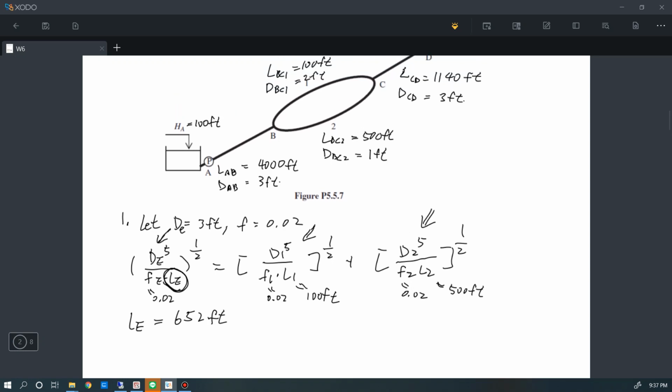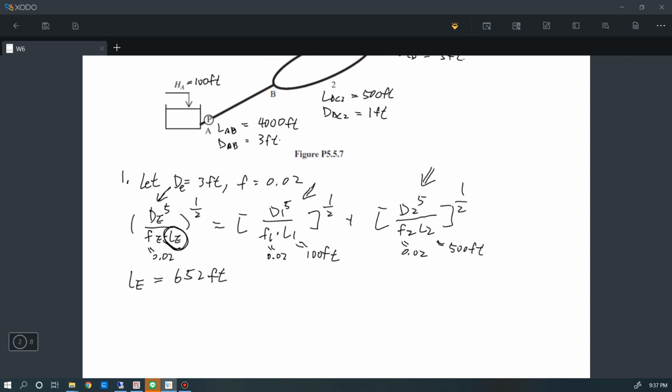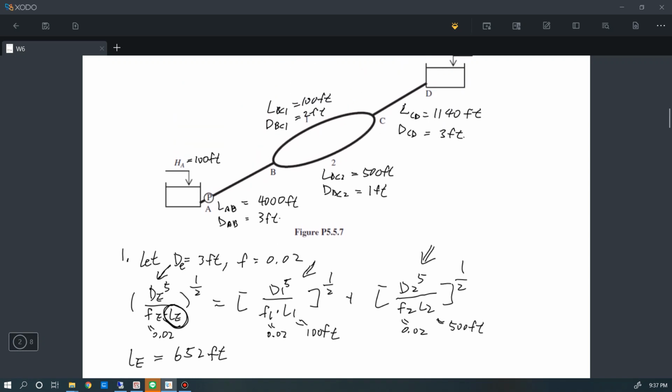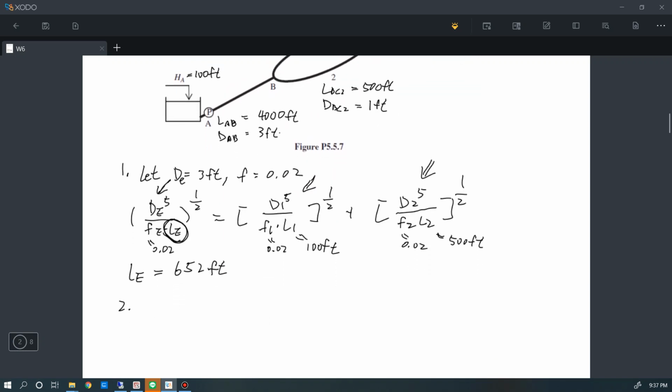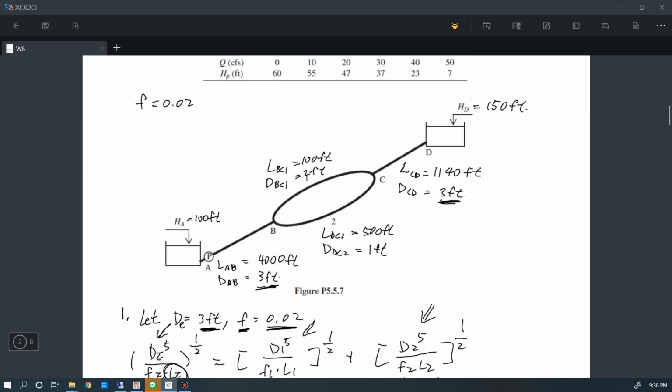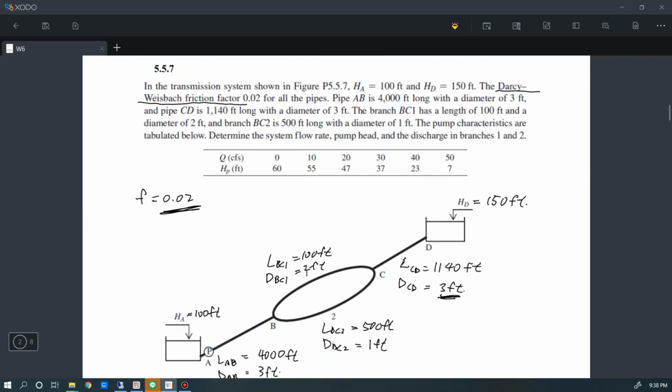Now we have replaced these two branches with just one single pipeline, and the next thing to do is to replace these three pipelines in series into one representative. Now they all have the diameter equal to 3 feet, 3 feet, and 3 feet, and they all have the factor F equal to 0.02 here.